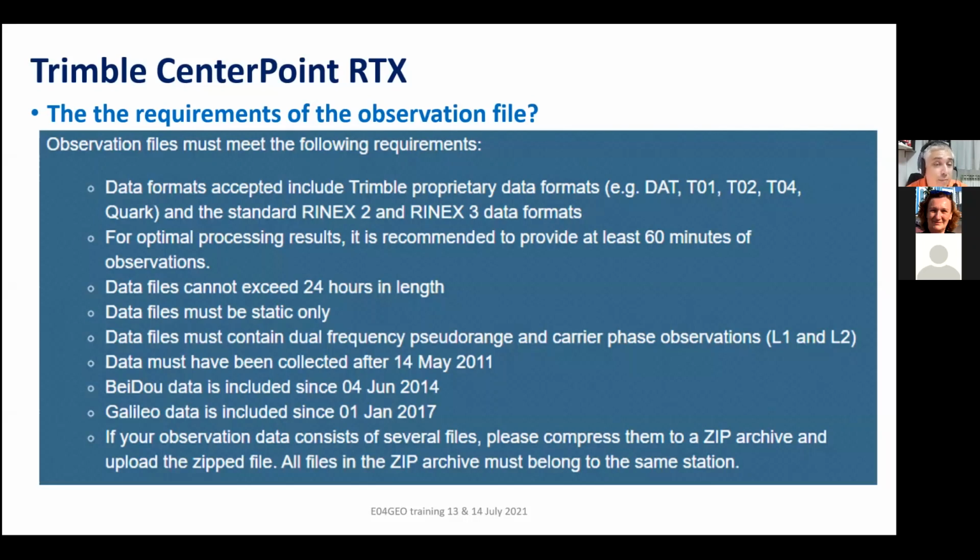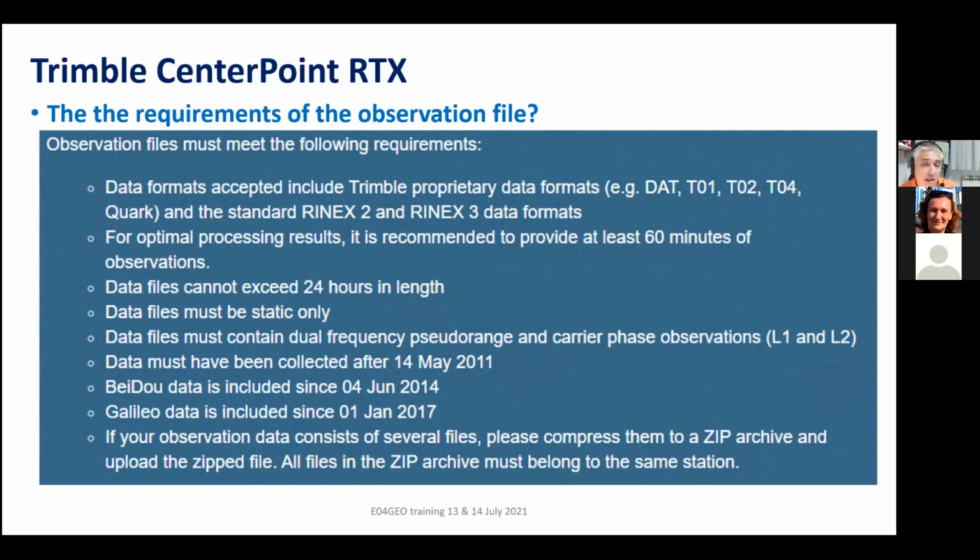Data files must be static, so kinematic files are not supported. Data files must contain dual frequency pseudorange and carrier phase observations at L1 and L2. Data must have been collected after May 14, 2011.